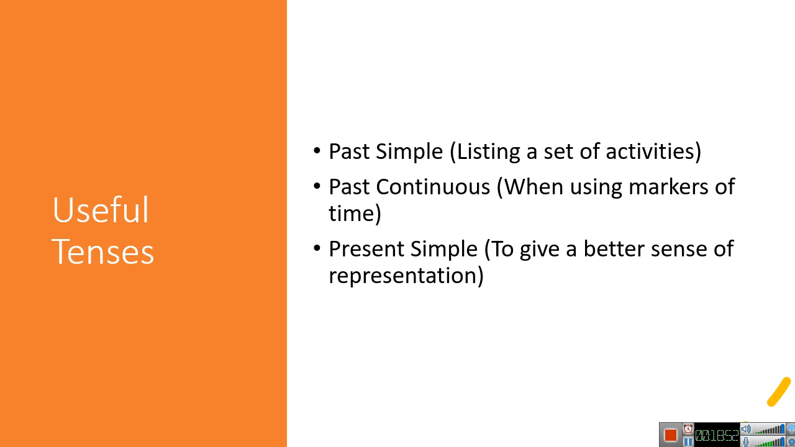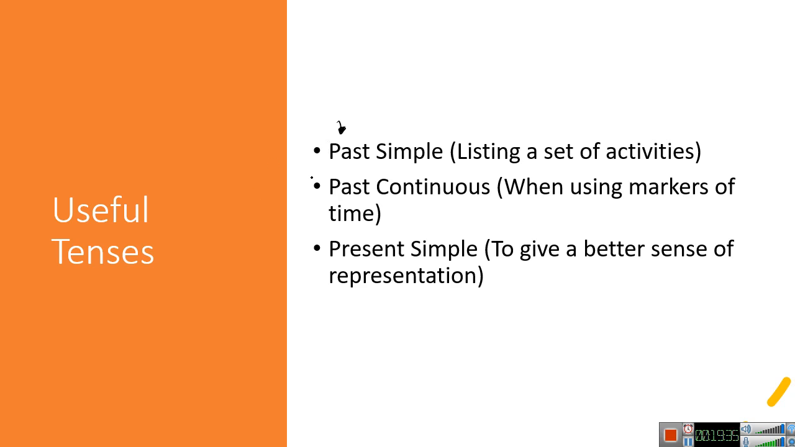Okay, let's continue. Also, when we tell stories, we have a couple of useful tenses. One of them is the past simple. That's when we set a list of activities. For example, 1, then 2, then 3, then 4. That would be like, first I woke up, then I took a shower, after that I had my breakfast. So you see, it's one after the other. It's in chronological order. That's why we use the past simple.